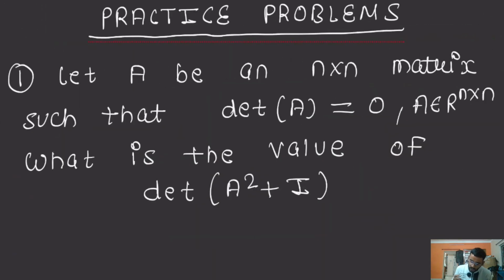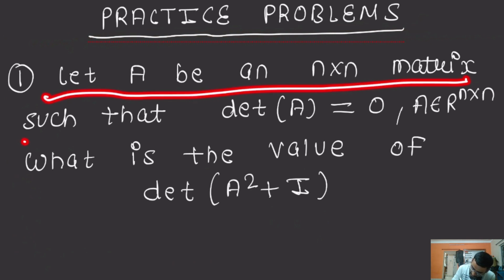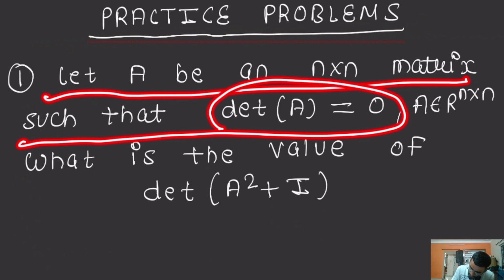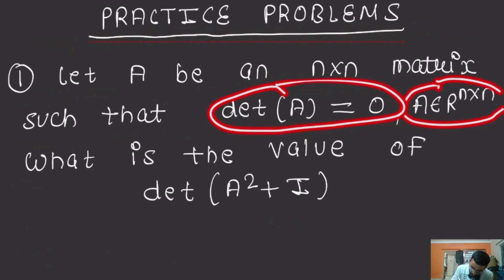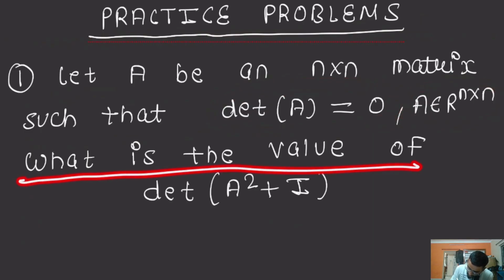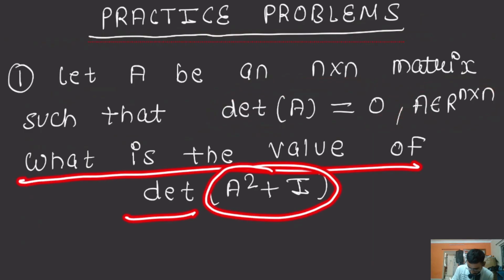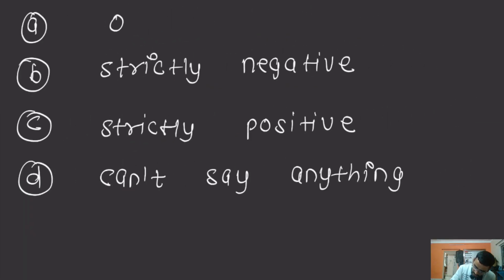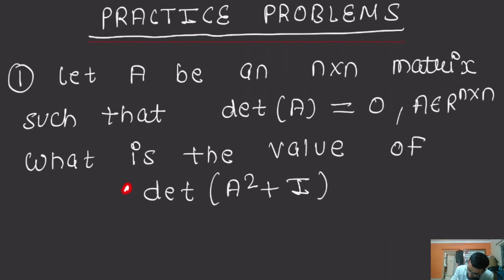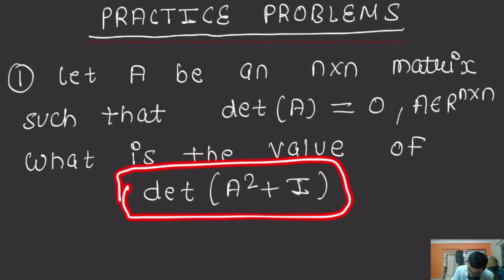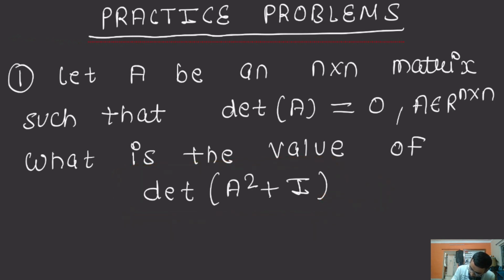Now moving on to the practice problems. First one is: let A be an n cross n matrix such that determinant of A is 0. What is given? A is an n cross n matrix and determinant of A is 0. We need to find the value of determinant of A square plus I. The options are 0, strictly negative, strictly positive, or can't say anything. So if we carefully see determinant of A square plus I, what is given?